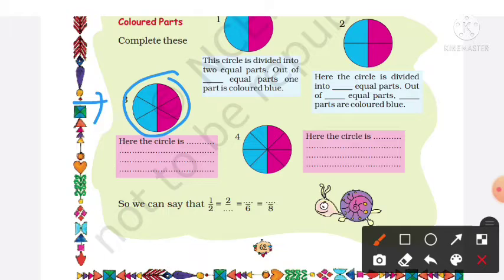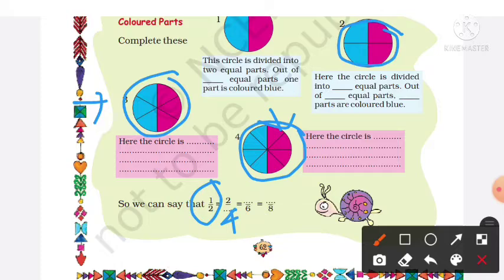Okay, and in the next figure, as you see here, the circle is divided into 8 equal parts. Out of 8 equal parts, only 4 parts are colored in blue and 4 in pink. Okay, so we can say that half equal to 2 by 4. Here it is 2 out of 4, and here it is 3 out of 6, and here it is 4 out of 8. Okay, all these are equal.